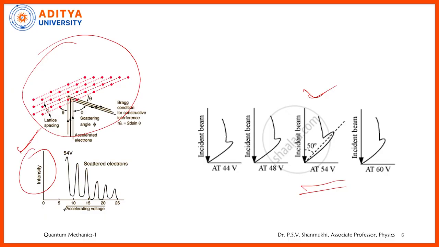The electron beam is incident and it is scattered. What is the scattering angle we observed? The scattering angle is given as 50 degrees. Taking the normal, this will be 25 and this will be 25. Then what is the glancing angle it makes with the crystal plane? That glancing angle will be 65 degrees, because 90 minus 25 is 65 degrees.